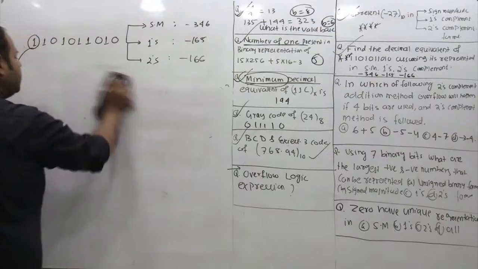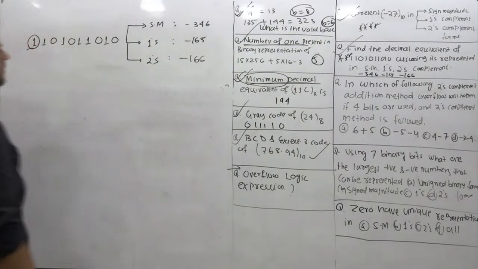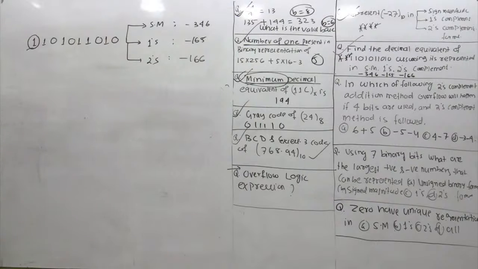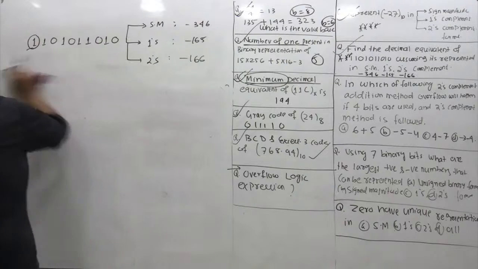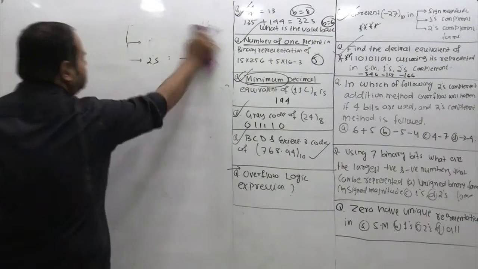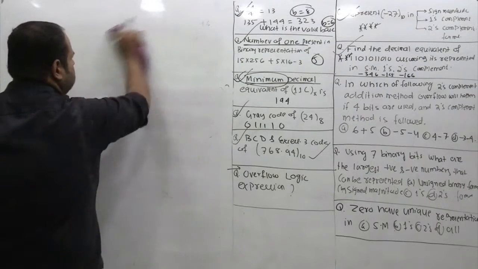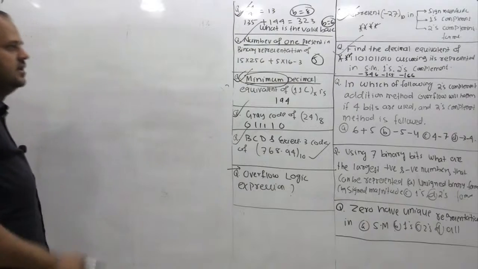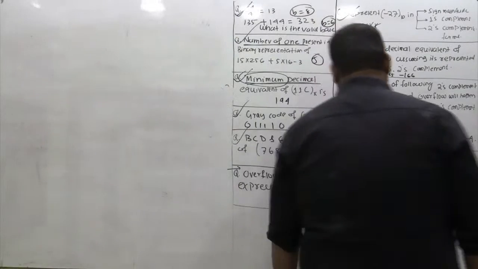So if somebody says signed representations, it indicates all three formats. But if somebody is saying specifically, then it can be any of these. So unless we know what format, we cannot tell the answer uniquely, because for the same representation we are getting three different answers. Unless the category is specified, we cannot tell what is the right answer. So the answers are minus 346, minus 165 and minus 166.